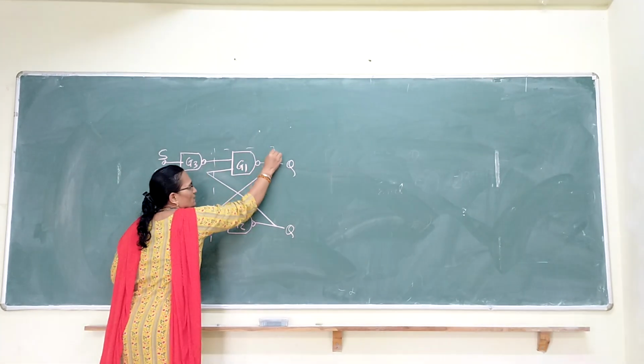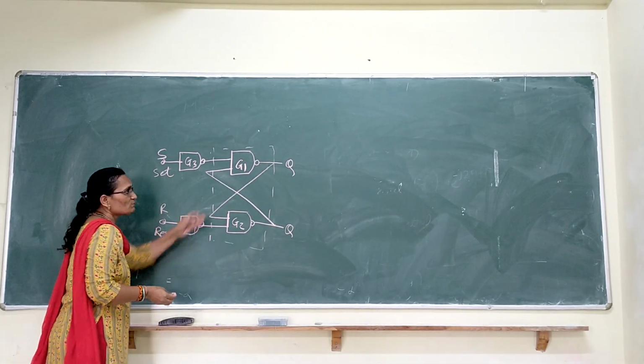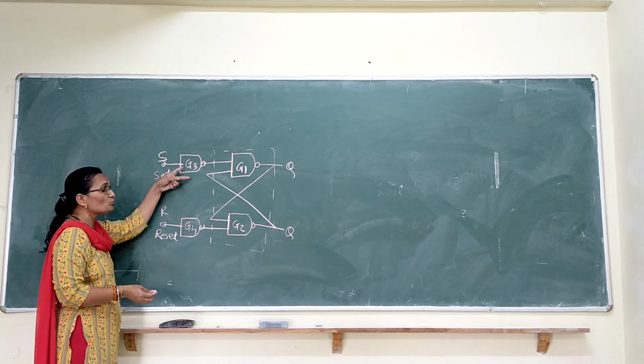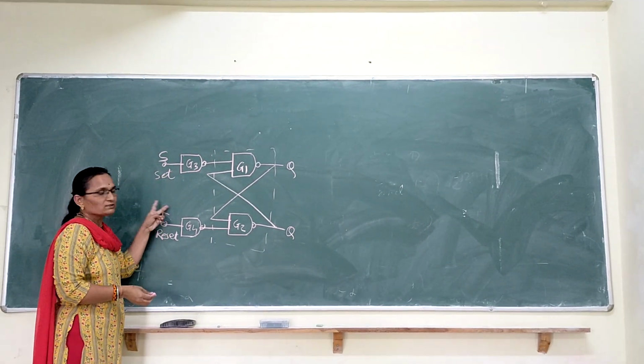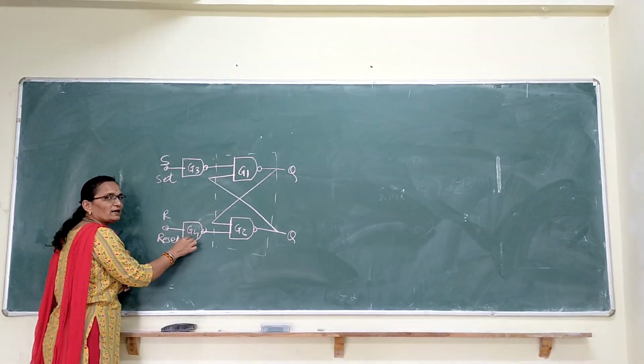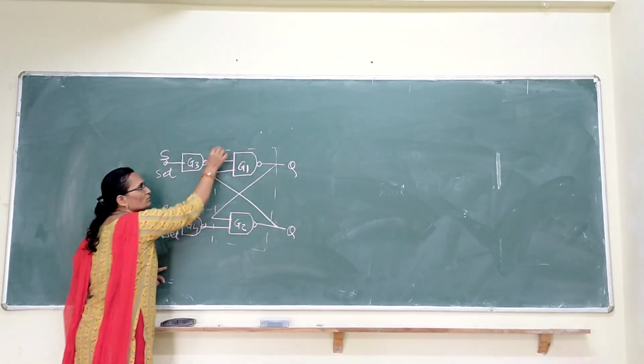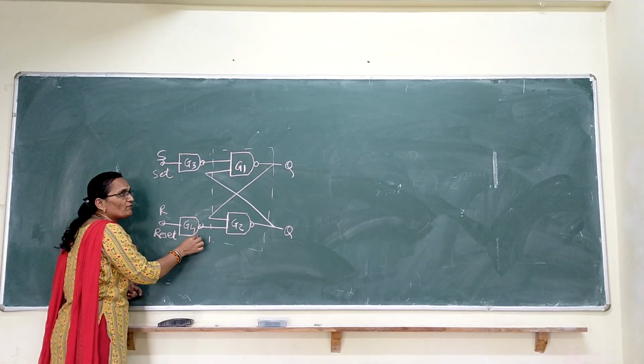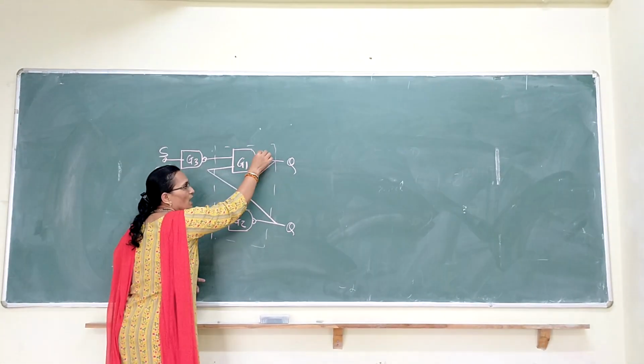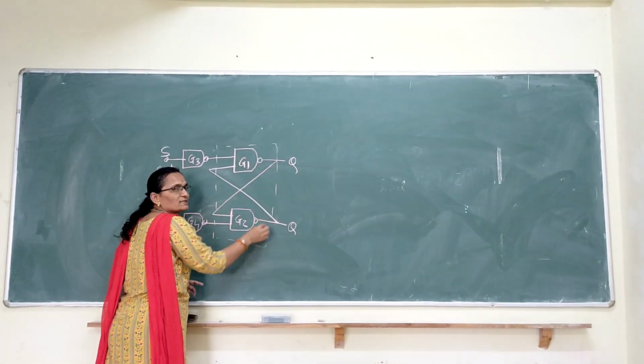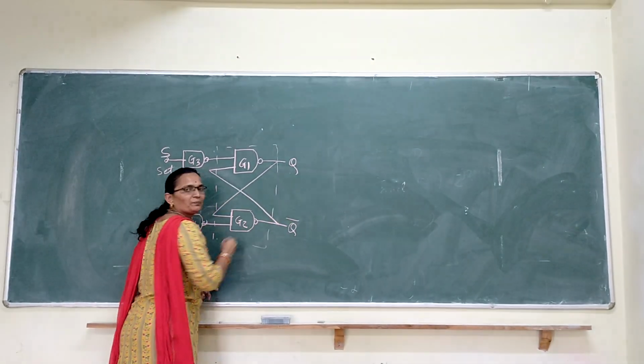This is our 1-bit memory cell. We are going to modify this diagram. We are taking two more NAND gates here. With the help of these two NAND gates, we enter the data into this memory cell, and we read this data from the outputs of this memory cell, that is Q and Q bar.